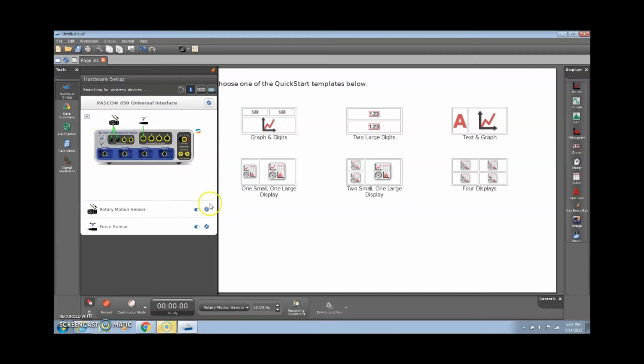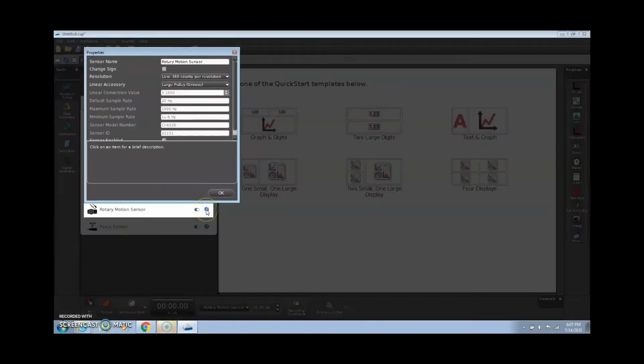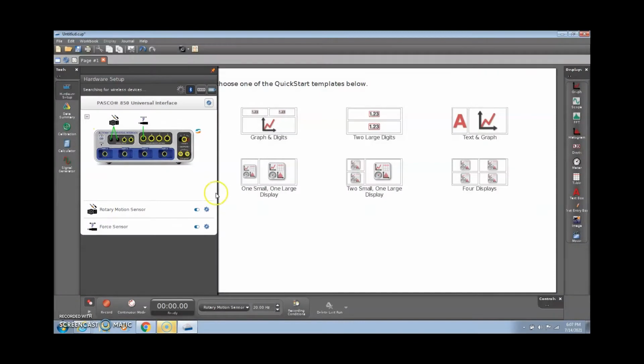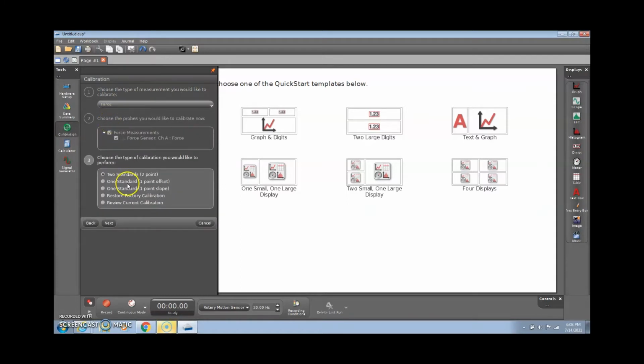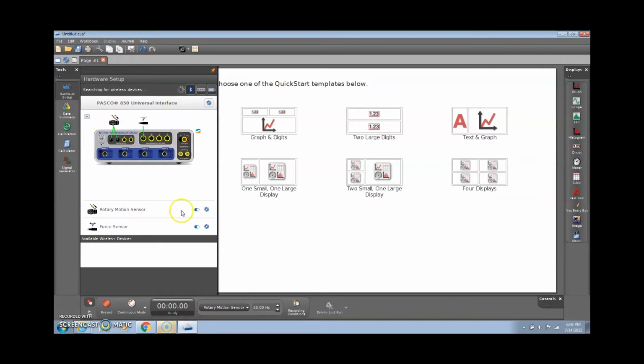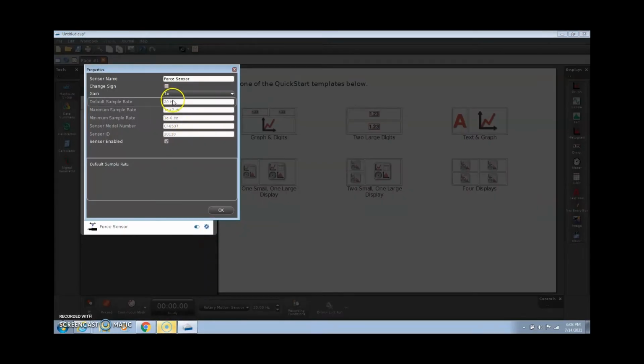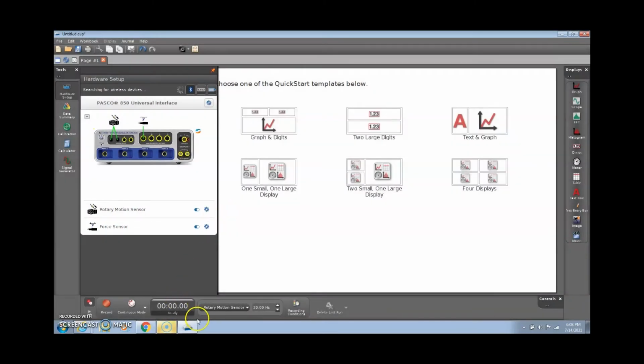Okay, let's calibrate our sensors. For this one, I want to do 1,440 counts per revolution. That looks good. And for the force sensor, that's fine as it is. Okay, and then I'm going to calibrate the force sensor. Before I continue on with that, let me check something. Okay, I'm going to set the force sensor to 10 Hertz instead of 20 Hertz.